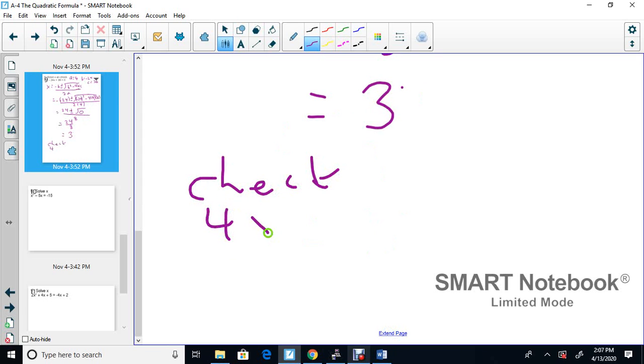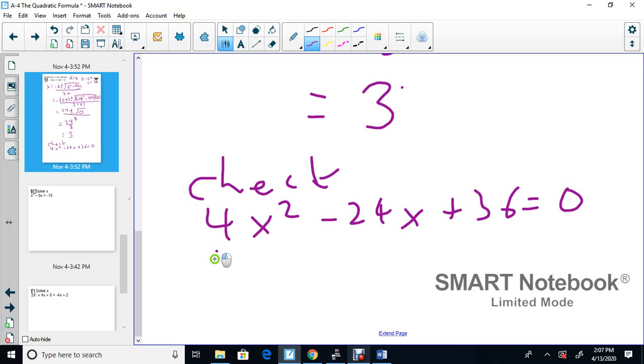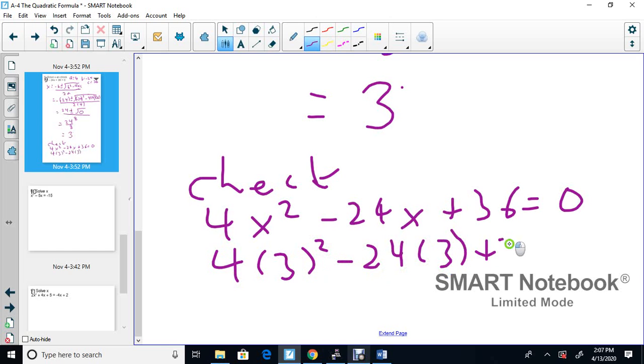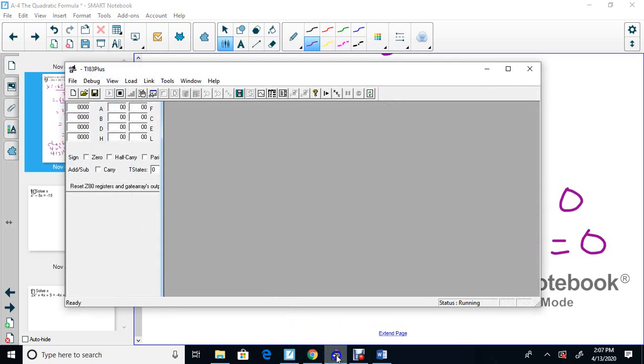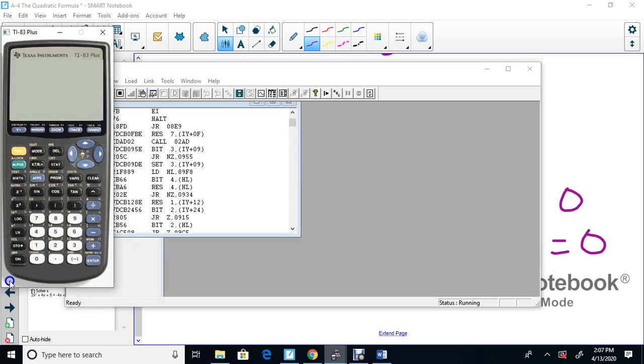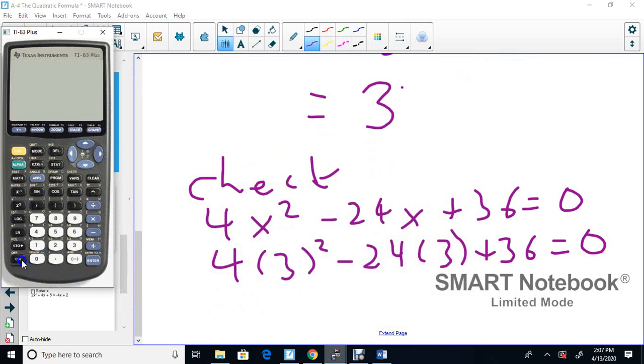So our initial equation is 4x squared minus 24x plus 36 equals 0. So we're going to put the 3 in. 4 times 3 squared minus 24 times 3 plus 36 equals 0. And let's go to our calculator. So switch over to my calculator, which has gone somewhere, but we'll open it again here. We'll bring it back up. We'll minimize that.